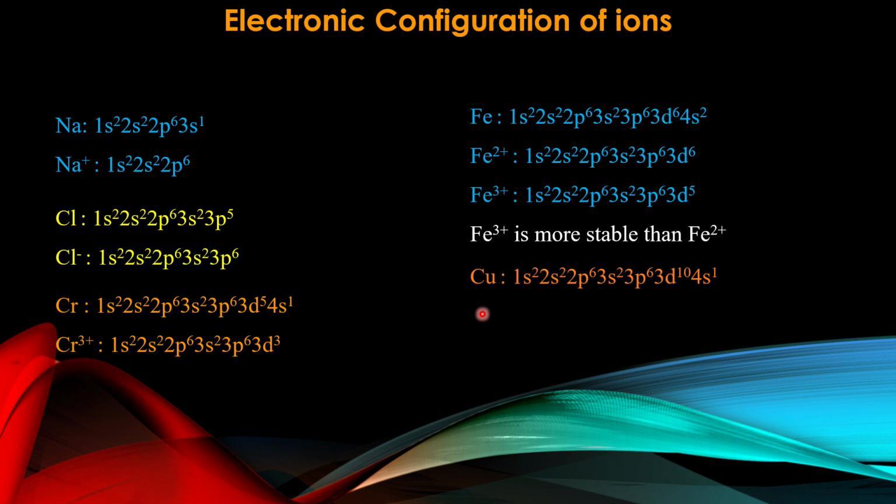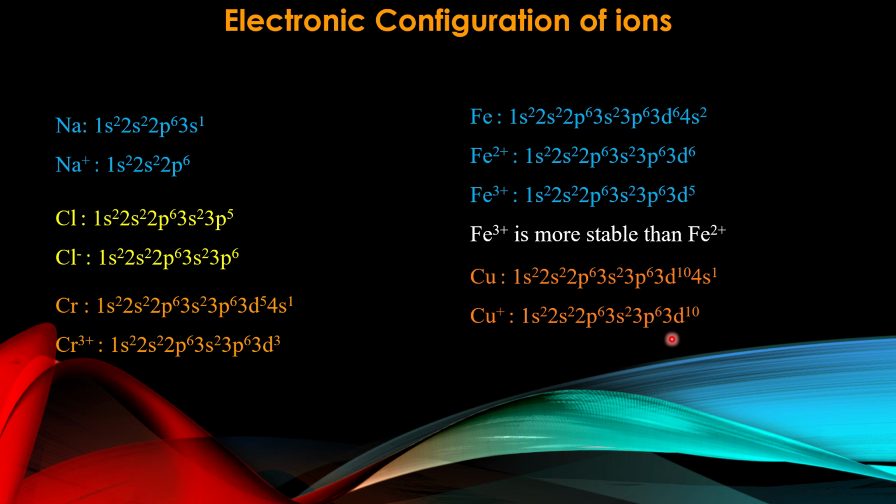Now copper also has 2 ions, the cuprous ion and the cupric ion. When 1 electron is released, it is Cu+, called the cuprous ion, and when 2 electrons are released from copper, Cu2+ is made, called the cupric ion. So where will 1 electron be released from? Obviously from the 4th shell, from the 4s orbital. So Cu+ is 1s2, 2s2, 2p6, 3s2, 3p6, 3d10.